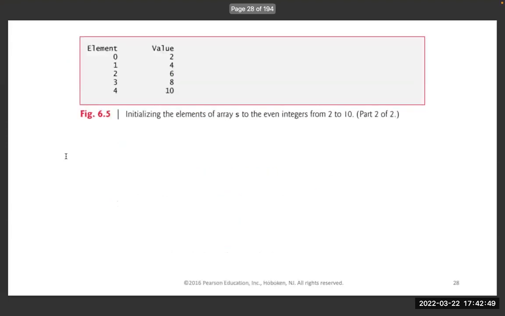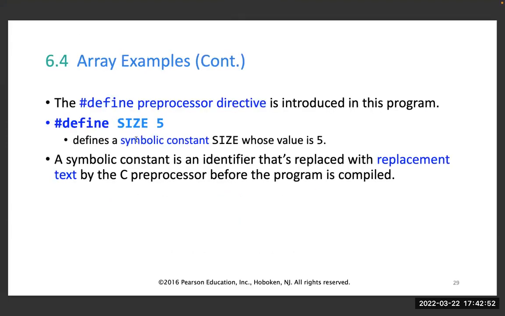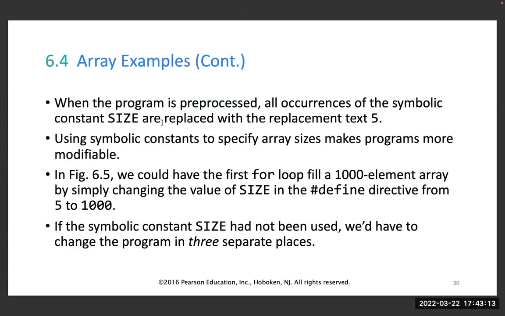So symbolic constant. As we said before, when we define it like this, it actually just does replacement. When compared with this constant, it just replaces size with the number. So this is the same. We can change this to 1000 elements, just need to change the size to 1000. This is very easy.